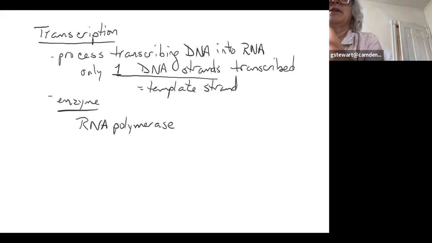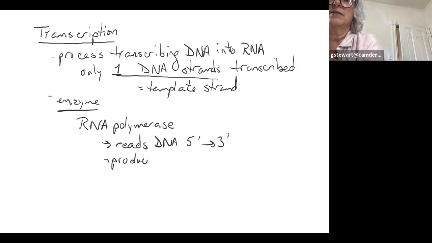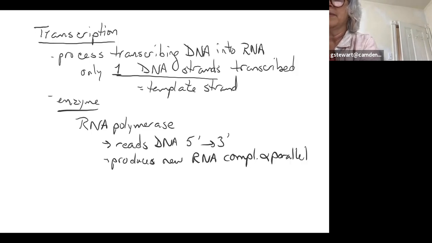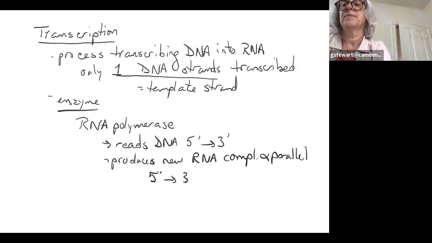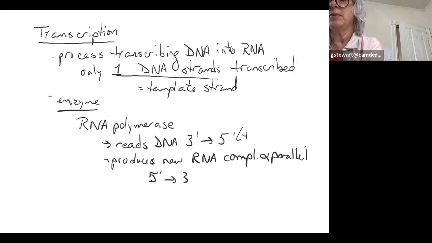So the main enzyme is RNA polymerase, and just like DNA polymerase, it reads DNA 3' to 5', but produces new RNA, complementary and antiparallel. So it's going to produce a 5' to 3' strand, okay? Sorry, so it reads 3 to 5. It makes 5 to 3. And remember the 3' to 5' strand, that's going to be what we call the template strand.